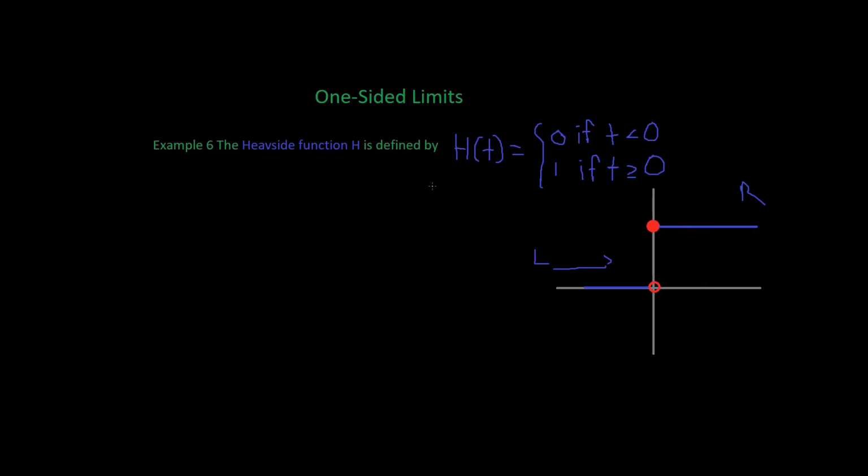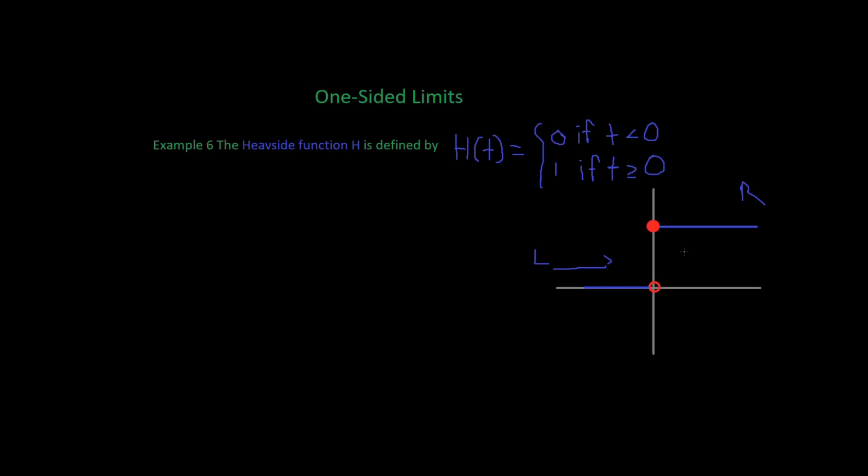Alright, one-sided limits. The Heaviside function H is defined by H of t equals 0 if t is less than 0, 1 if t is greater than or equal to 0. This function is named after the electrical engineer Oliver Heaviside and can be used to describe an electrical current that is switched on at time t equals 0.